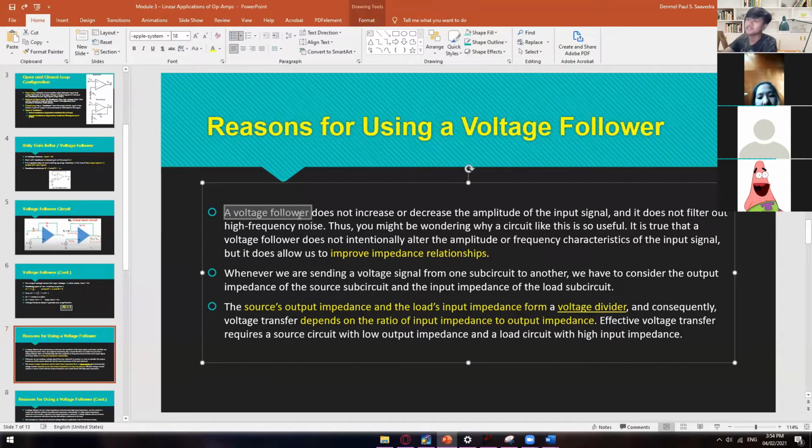So a voltage follower does not increase or decrease the amplitude of the input signal, and it does not filter out high frequency noise. Thus, you might be wondering why a circuit like this is so useful. Okay, so it says here this one is useful. It is true that a voltage follower does not intentionally alter the amplitude or frequency characteristics of the input signal, but it does allow us to improve impedance relationships.